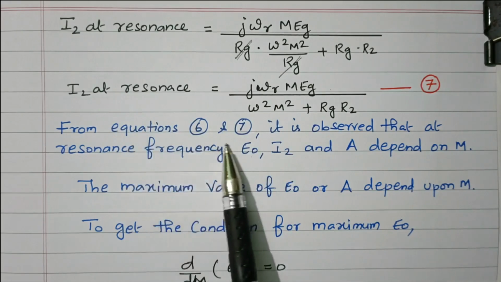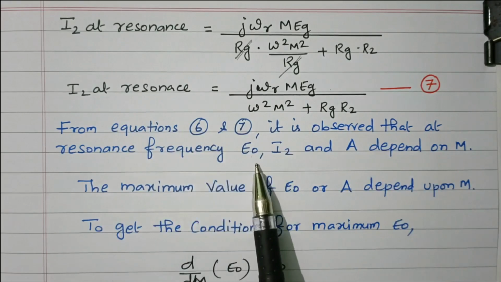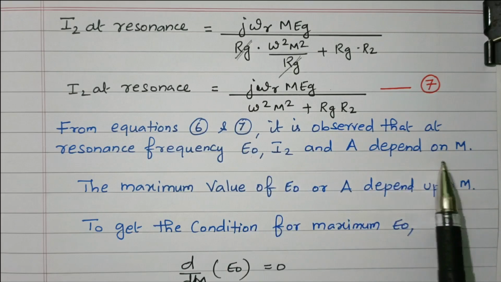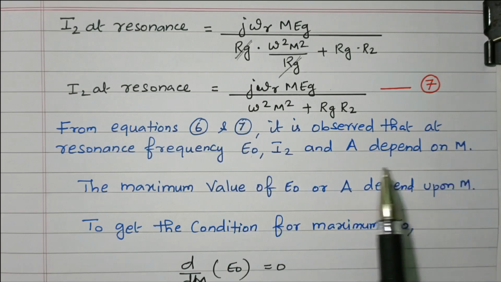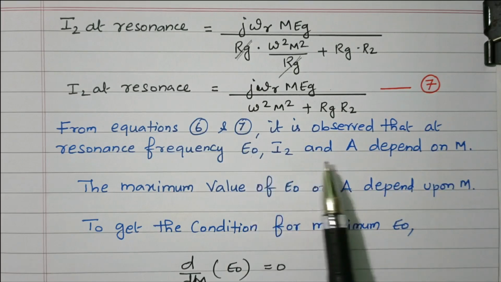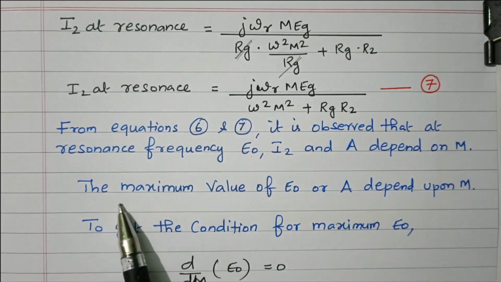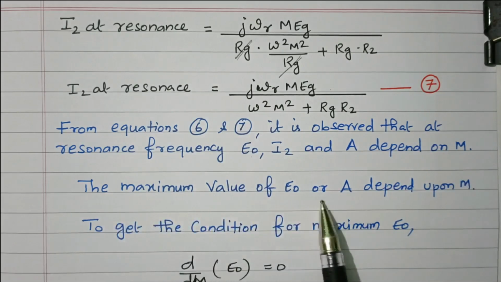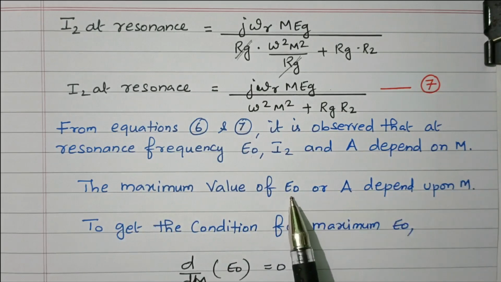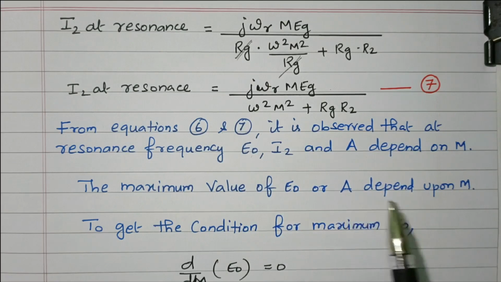So from equations 6 and 7, it is observed that at resonant frequency, E0, I2 and A depend upon M, that is, the mutual inductance. The amplification factor, secondary current and output voltage, these three depend upon the mutual inductance M. The maximum value of E0 or A depends upon M. So if you want to find the maximum value of output voltage or amplification factor, it depends upon the M value.